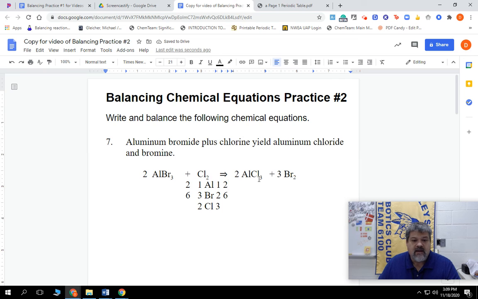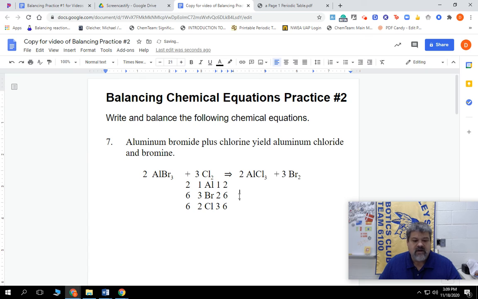But how many chlorines do I have? Well, I have 2, 3 times, so I'm going to have 6 chlorine on this side. So I have to make this 6 on this side. What times 2 equals 6? I'm going to put a 3 right there, and that means this changes to a 6. So let's do this again. I have 2 aluminum here, and 2 aluminum there. I have 3 times 2 is 6 bromine on this side, and 6 bromine on this side. As far as chlorine, I have 3 times 2 is 6 on this side, and 2 times 3 is 6 on this side.